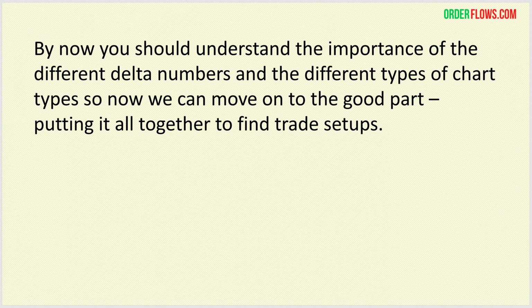All right, so with that out of the way. By now you should understand the importance of the different Delta numbers and the different types of chart types. So now we can move into the good part, putting it all together to find trade setups. Now you should understand the importance of just the Delta itself, the max Delta, the min Delta. You should understand the different types of charts you can look at. So once you start putting it all together, you can find trade setups.